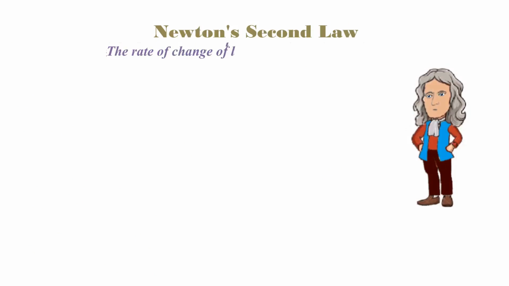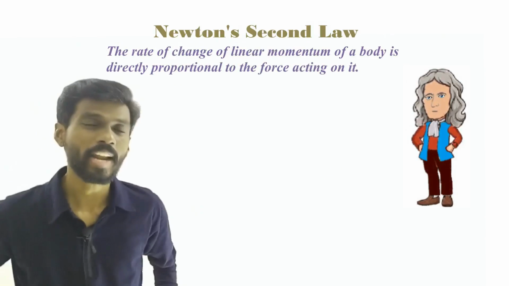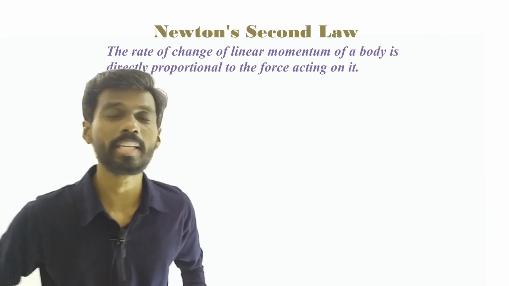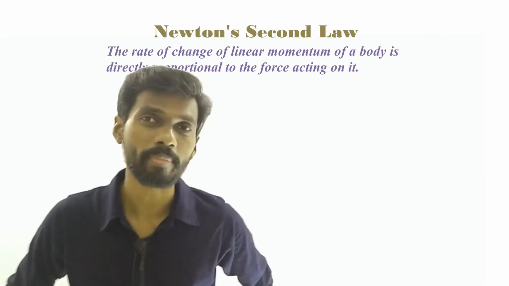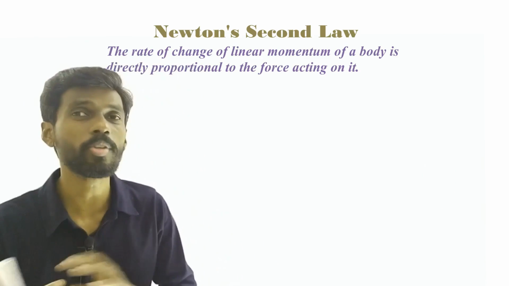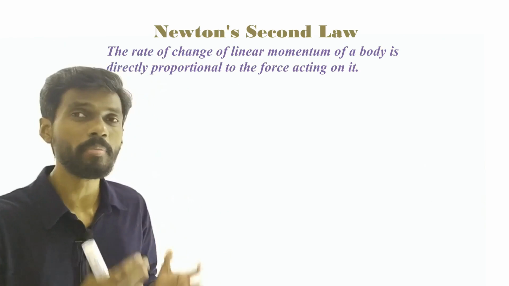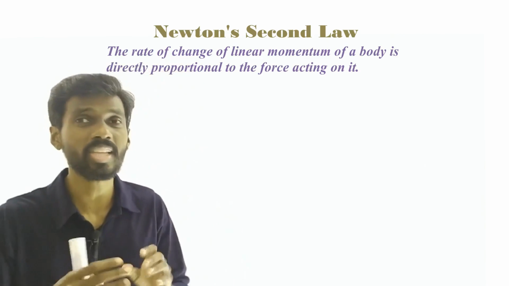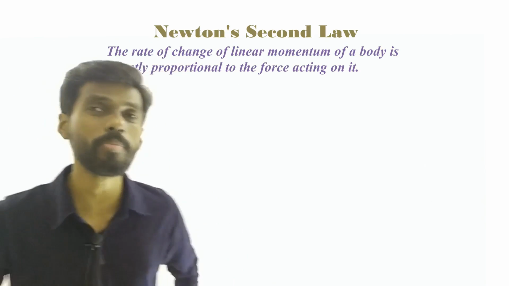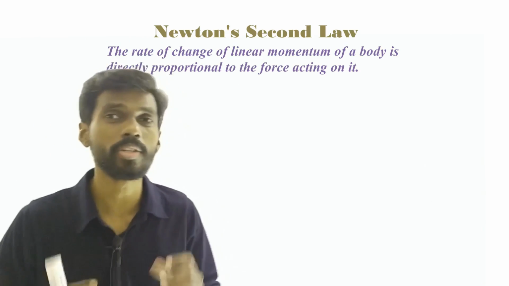The rate of change of linear momentum of a body is directly proportional to the force acting on it. The rate of change of linear momentum of an object is proportional to the force applied on the object. But what is linear momentum? That is the mass multiplied by the velocity of the object, so m multiplied by v. V is a vector and so is the linear momentum. So this linear momentum mv changes when a force is applied on the object. The rate at which this changes is proportional to the force applied on the object, right?